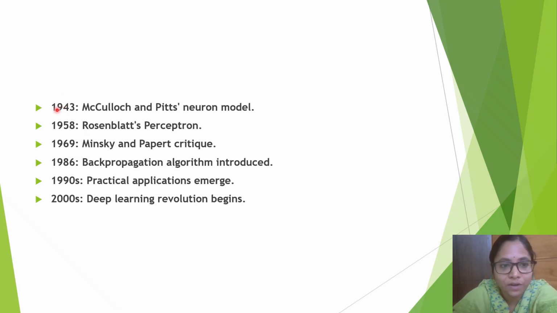This is a summary of the history of neural networks. In 1943, the McCulloch and Pitts neural model was developed. In 1958, Rosenblatt's perceptron. In 1969, the Minsky and Papert critique was published. In 1986, the backpropagation algorithm was introduced. In the 1990s, practical applications emerged, and in the 2000s, the deep learning evolution began.